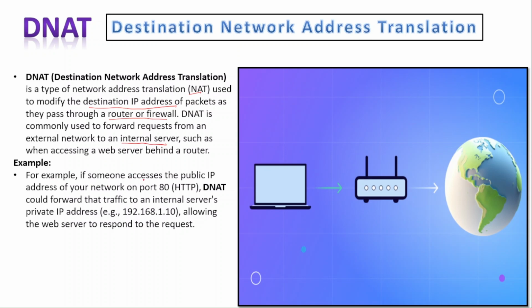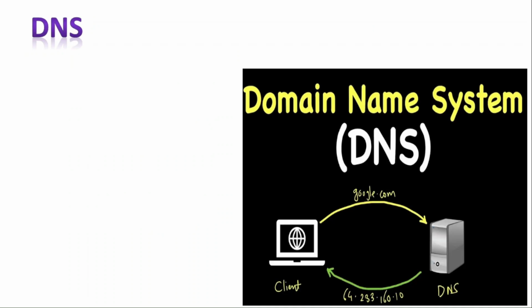For example, if someone accesses the public IP address of your network on port 80, that is HTTP, DNAT could forward that traffic to an internal server's private IP address, that is 192.168.1.10, allowing the web server to respond to the request.